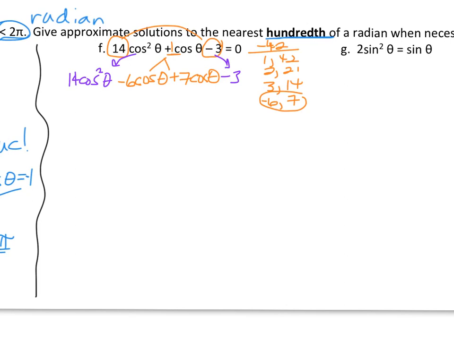So remember this process, now we have to put a parenthesis around the first 2 and the second 2. What could we factor out of 14 cosine squared and 6 cosine? We could take out a 2 and a cosine theta. When we do that, we would get 7 cosine theta left over for the first one, minus, if we take 2 cosine theta out of 6 cosine theta, we would get 3.